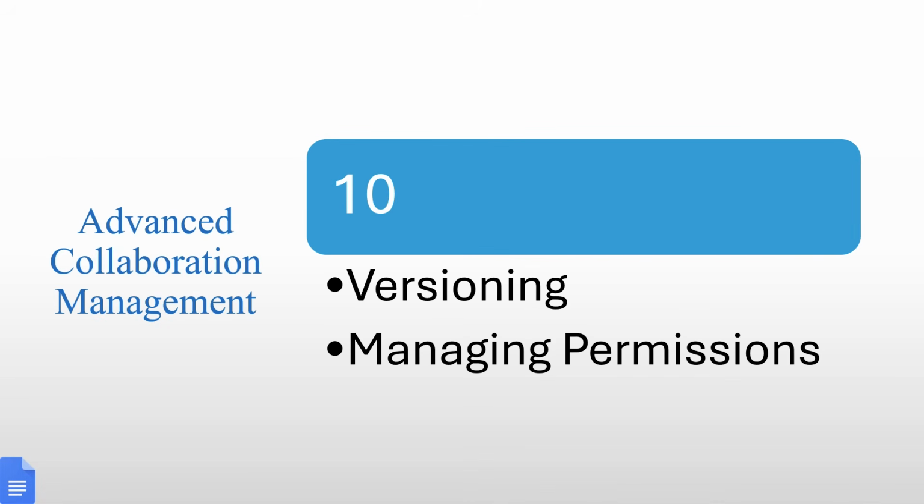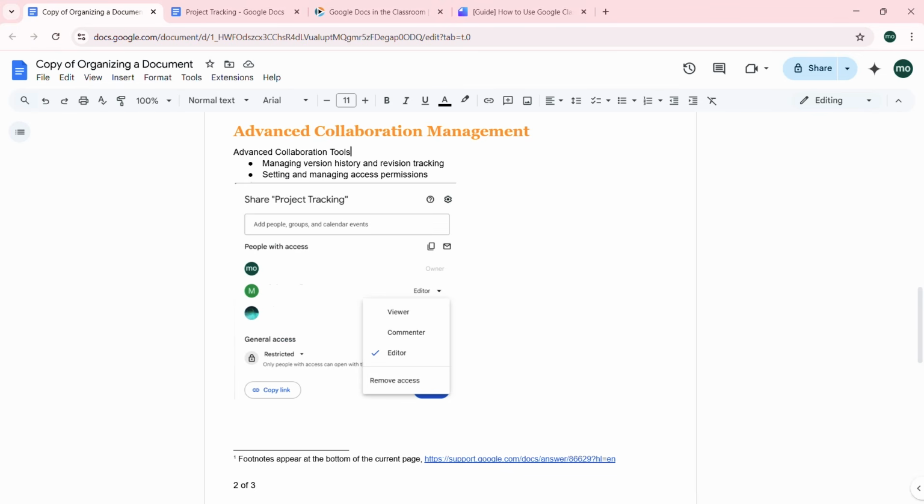For lesson 10, we'll take a look at advanced collaboration management. We'll take a look at versioning, managing permissions, and some of the different modes that you can use when working on your document. I'll go back to my document here, and here's our section for advanced collaboration management.